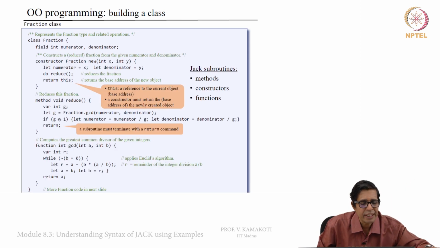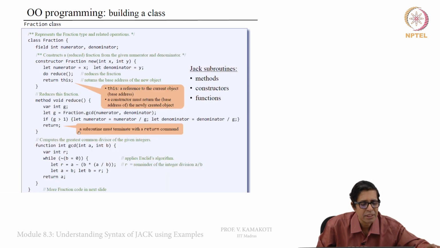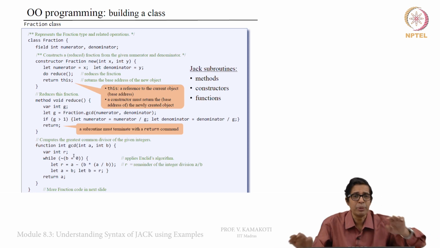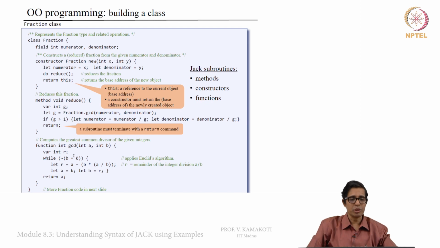So, now we see that there were methods and there were functions. What is the difference between methods and functions? Methods are those which can be used by the external world. Functions are those which cannot be used by the external world.